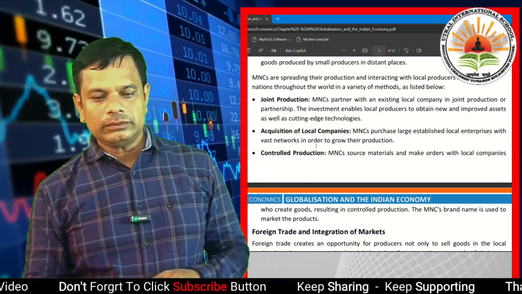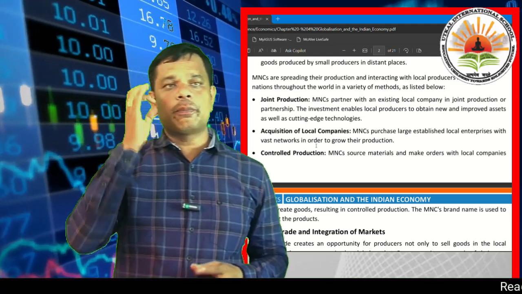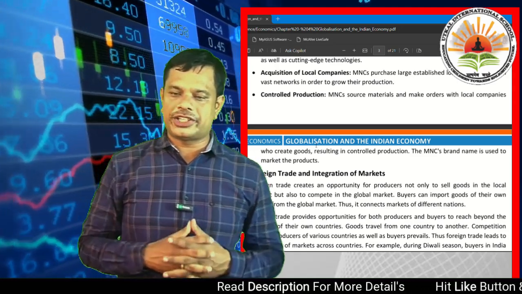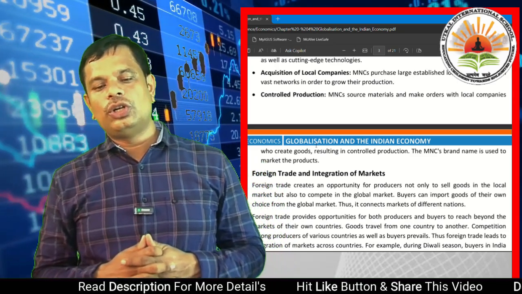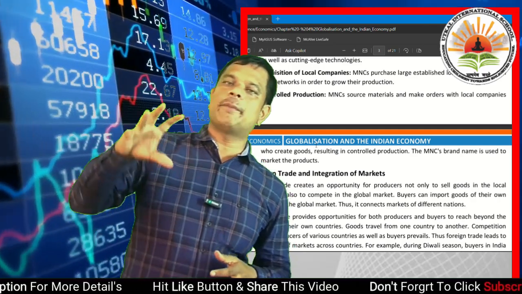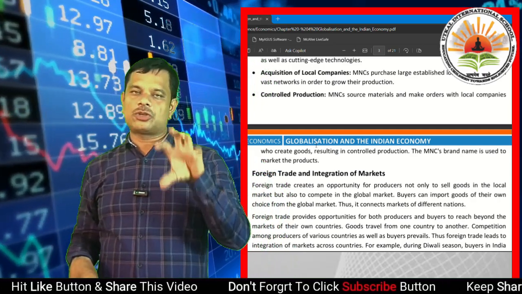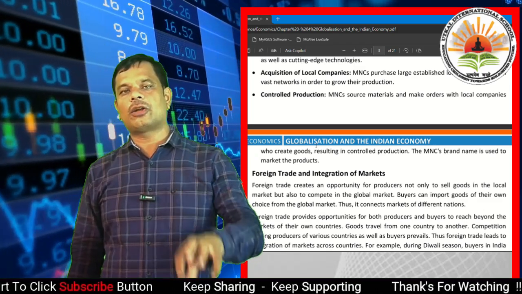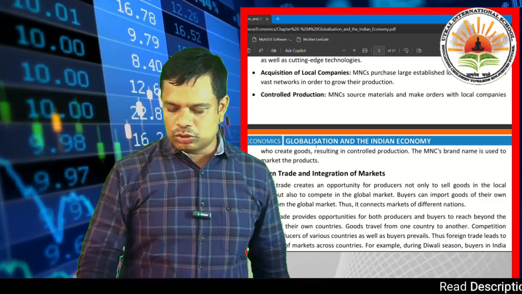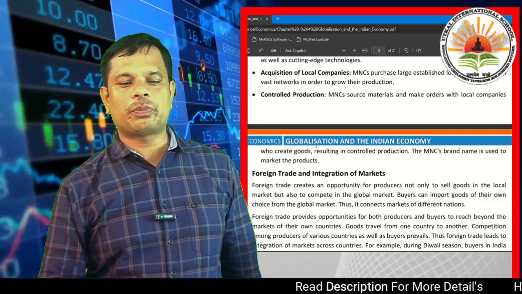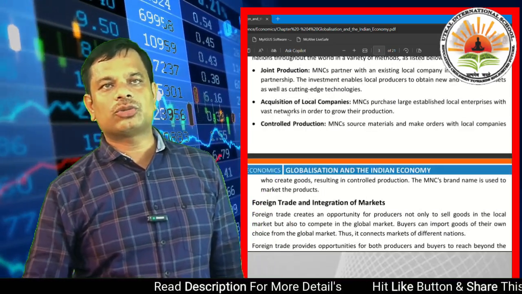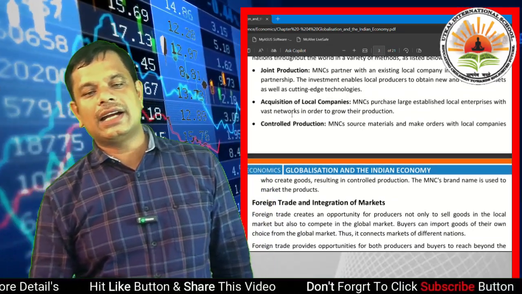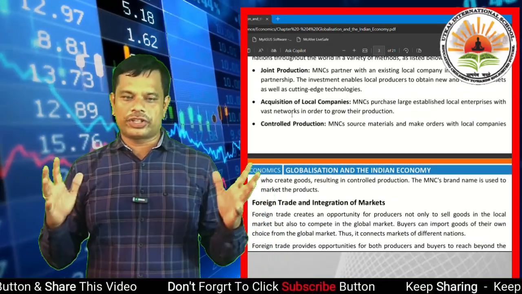In controlled production, the multinational corporation's brand name is used to market the products. The local company only produces the quality as per standard instructions given by the multinational corporation, and the multinational corporation gives its brand. So the multinational corporations spread in three ways: joint production, acquisition of local companies, and controlled production.